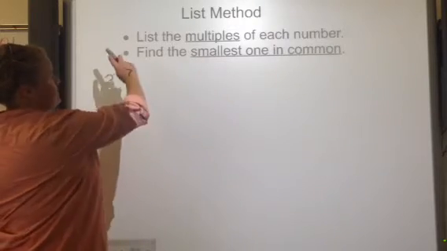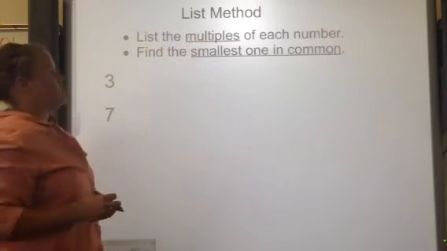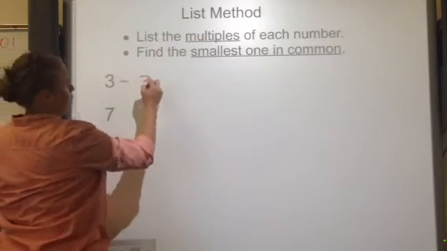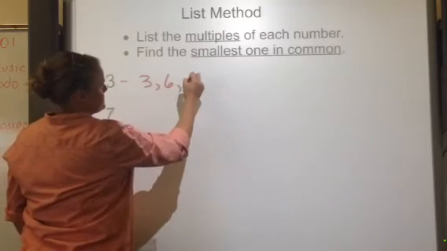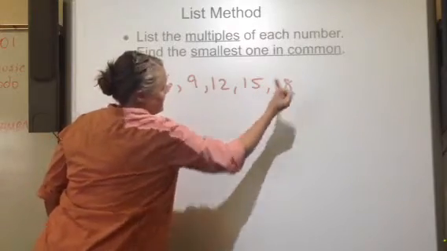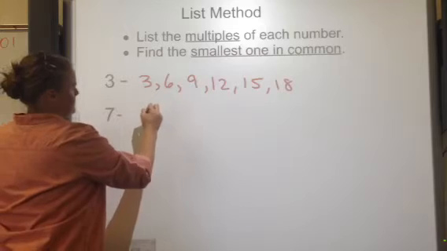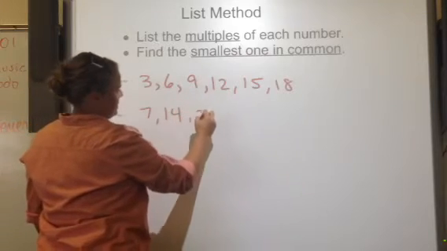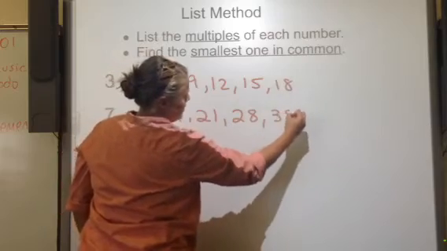So the list method, so this time, I've given you the numbers 3 and 7. You're going to list the multiples of each number. So I'm going to go 3, and I'm going to repeat that number. 3, 6, 9, 12, 15, 18. I'm going to go for some little ways and stop. I'm going to do the 7, same way. 7, 14, 21, 28, 35.